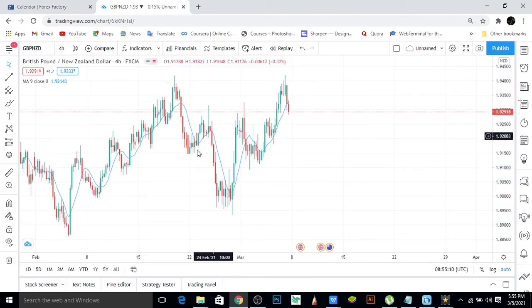Delete all those trend lines. Okay, so now this is where the market is at currently. This is the last candle for this time period. This is the last 4-hour candle, right? So this is where the market is at right now.